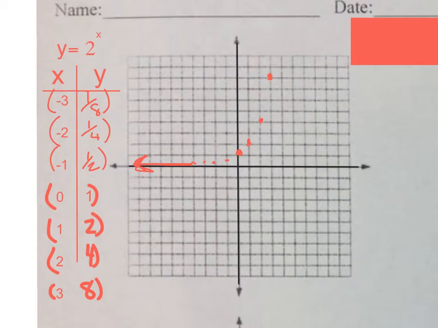All you have to do is connect the dots, right? And you have yourself your exponential growth function. And from left to right, it started at nothing, and it truly does grow forever. Okay, now what if your exponential growth function had an h and k shift?